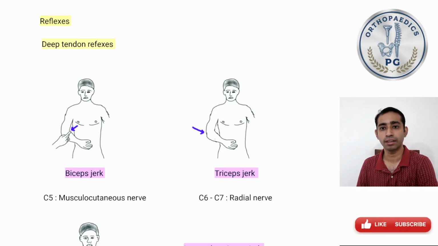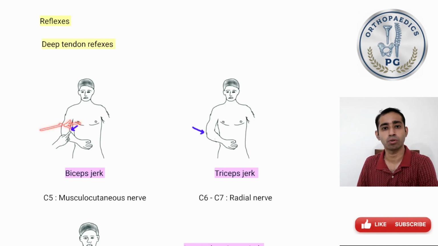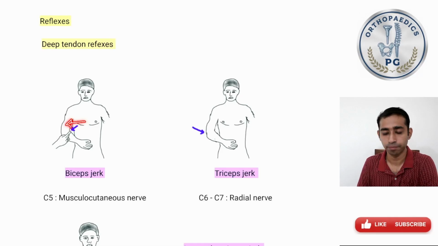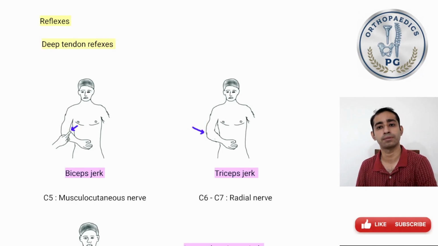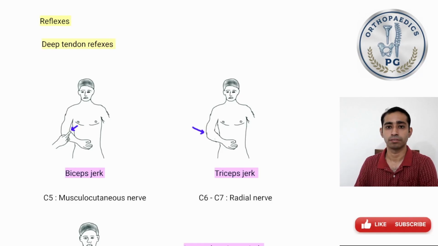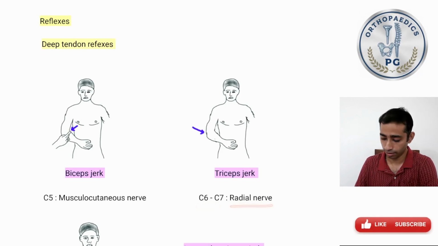A very important thing while demonstrating these reflexes is to look at the muscle that is supposed to contract. So while you are examining the biceps jerk, we have to look at the biceps and not at the hand, whether it is going into flexion or not. Similarly, we look at the triceps while examining the triceps reflex, not at the forearm, whether it is extending or not. The root value for triceps jerk is C6, C7 and it is supplied by the radial nerve.